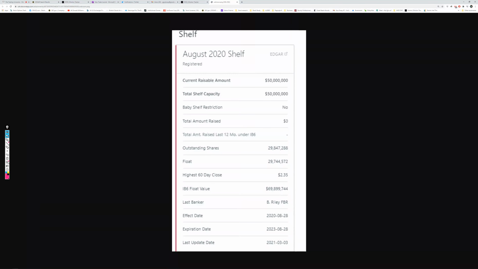Right? And so they had been over, and so they were out. They were out of baby shelf. They filed for the S3 while they were out of baby shelf, so they're not limited by it. So again, study baby shelf on your own. Make sure you understand it completely. But this is an odd example. It doesn't happen very often. Most of the time when you're under baby shelf, you've been under baby shelf.